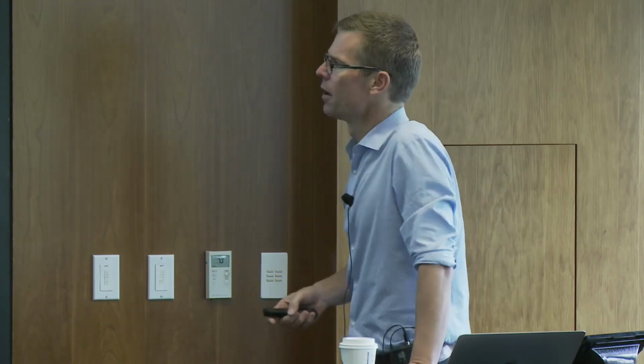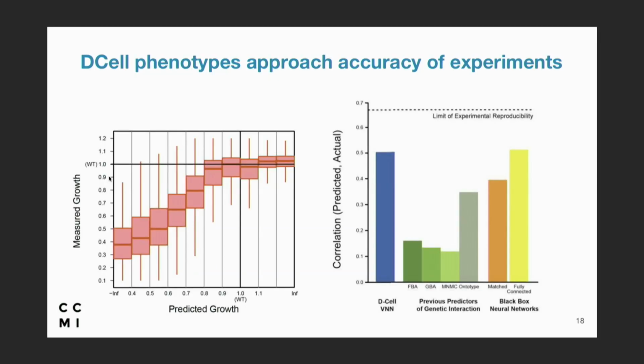So first of all, how well does it perform? I wouldn't be giving this talk if it didn't have something interesting to say in terms of performance. Here's the scatter plot or bars summarizing the ability to recover the measured growth from the predicted growth. This is in 5-fold cross-validation. Quantitatively, how good is that performance?